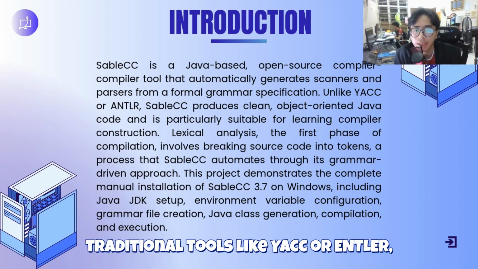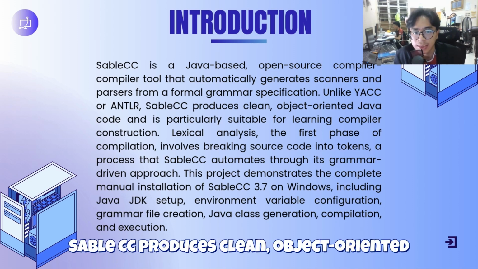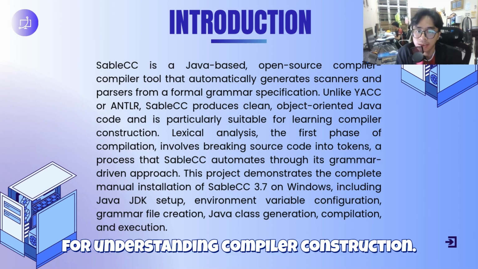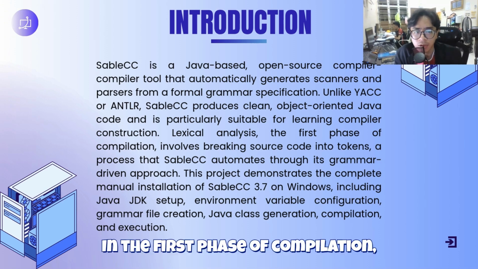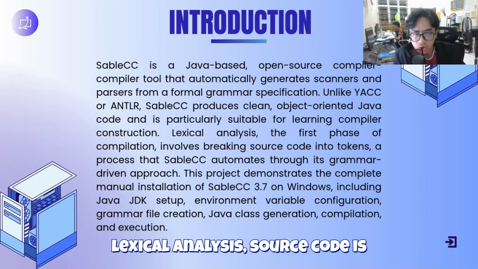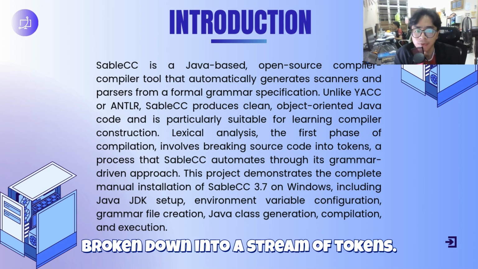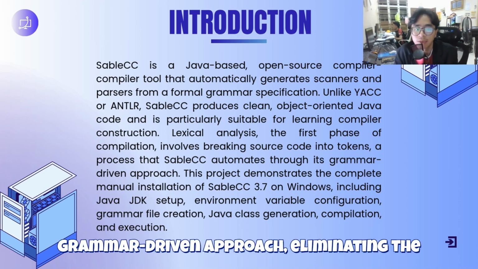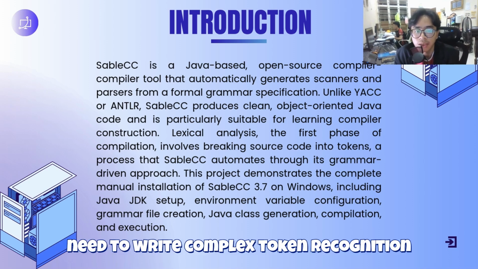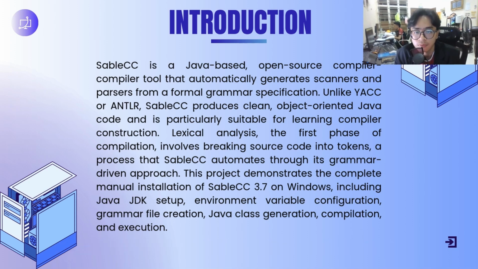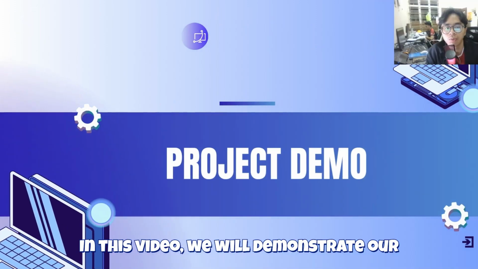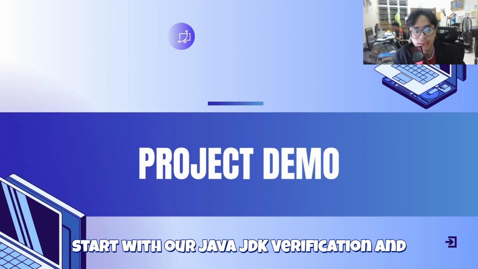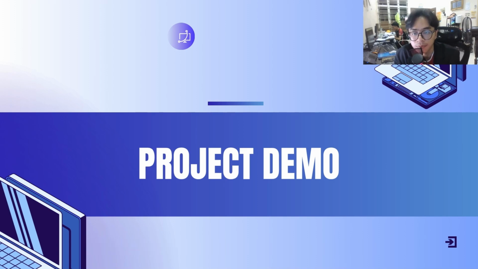Unlike traditional tools like YACC or ANTLR, SableCC produces clean, object-oriented Java code, making it especially suitable for understanding compiler construction. In the first phase of compilation, lexical analysis, source code is broken down into a stream of tokens. SableCC completely automates this process through its structured, grammar-driven approach, eliminating the need to write complex token recognition logic by hand. In this video, we will demonstrate our complete manual setup on Windows. We will start with our Java JDK verification and environment variable configuration.